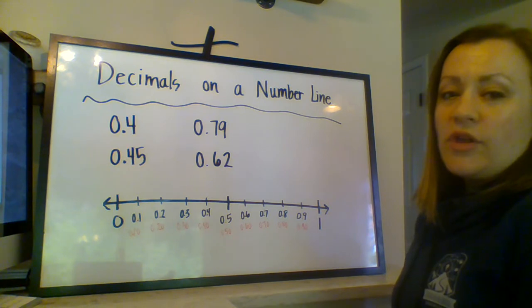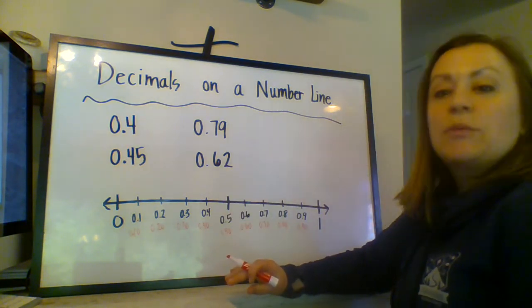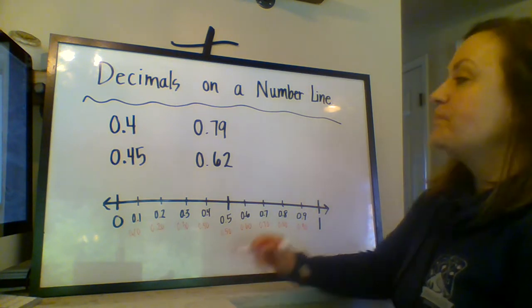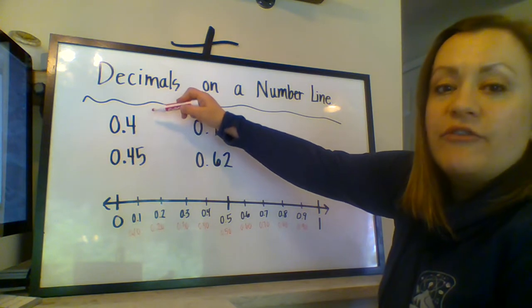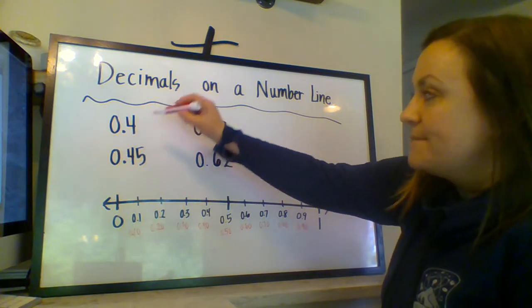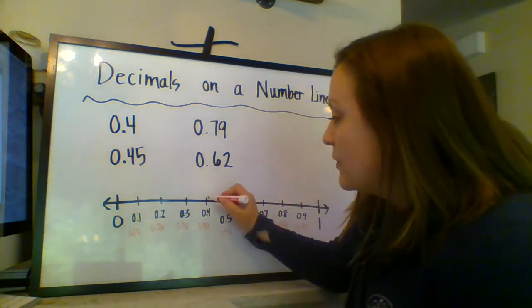It's really helpful to have your number line set up with tenths and hundredths when we're going to plot decimals on a number line. So let's look at our first one. The first decimal up here is 4/10. So we're going to find 4/10 on our number line, and we're going to plot it.